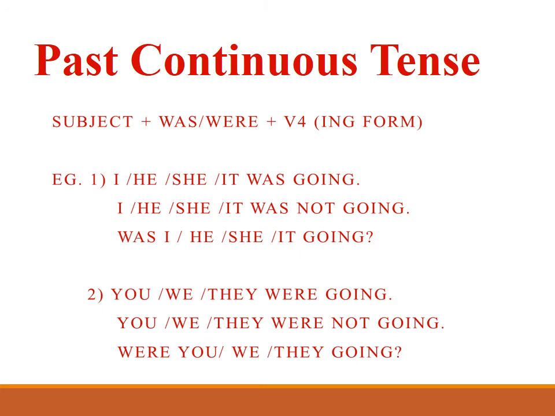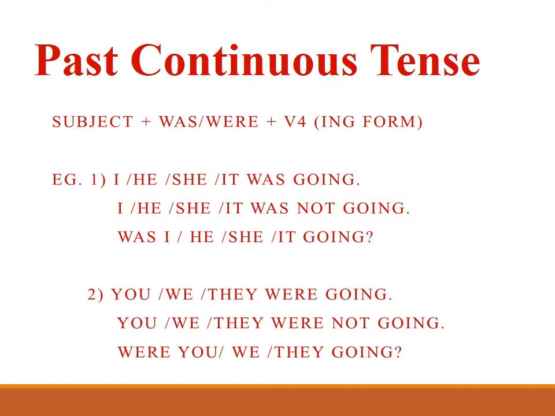Now, children, coming to past continuous tense, that means something which has happened in the past and is still continuing, not yet completed, is your past continuous tense. This line, the second line, as I told you earlier also, is very, very important. Subject plus was, were plus verb fourth form, and verb fourth form is what? It is verb plus ing, the present participle form, which we call it. So please remember this line: subject plus was, were plus verb fourth form.